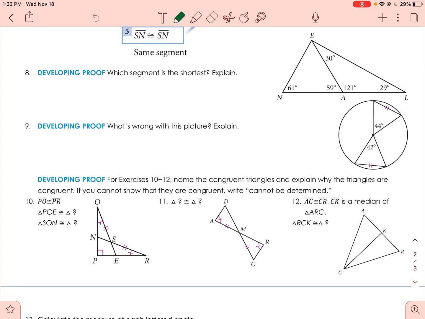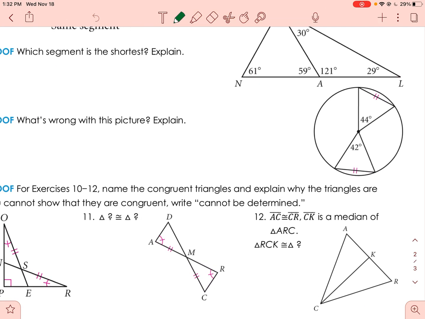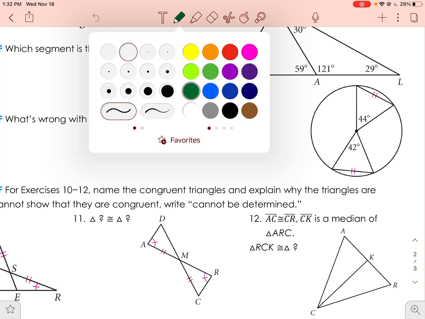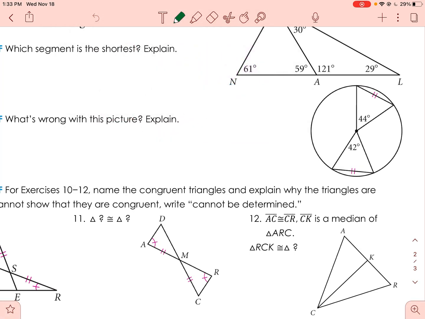So I've received some questions on number 9 on this homework. It says, what's wrong with this picture? If we look at this picture, what you'll see is you have two triangles inside of a circle. And we are told that the measure of this angle is 44 degrees, the measure of this angle is 42 degrees.